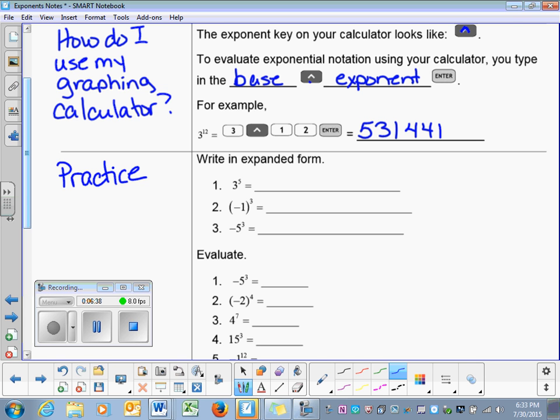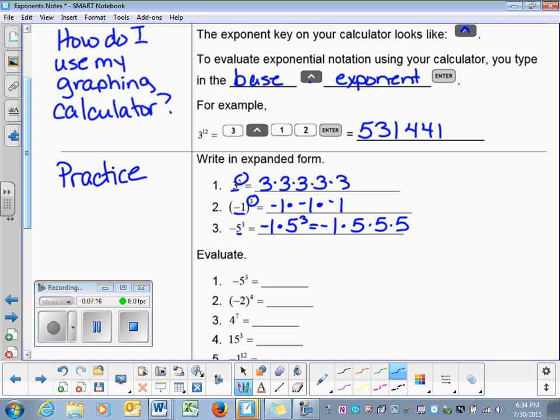Write in expanded form. So 3 is my base, 5 is my exponent. So I need to do 3 times 3, 5 times. 1, 2, 3, 4, 5. Negative 1 is my base, and I'm going to do it 3 times. So times negative 1 times negative 1. 1, 2, 3. 5 is my base. This is negative 1 times 5 to the 3rd power. So negative 1 times 5 times 5 times 5.